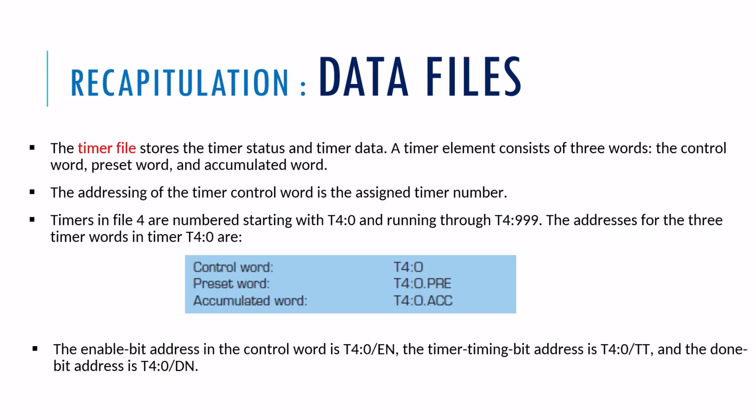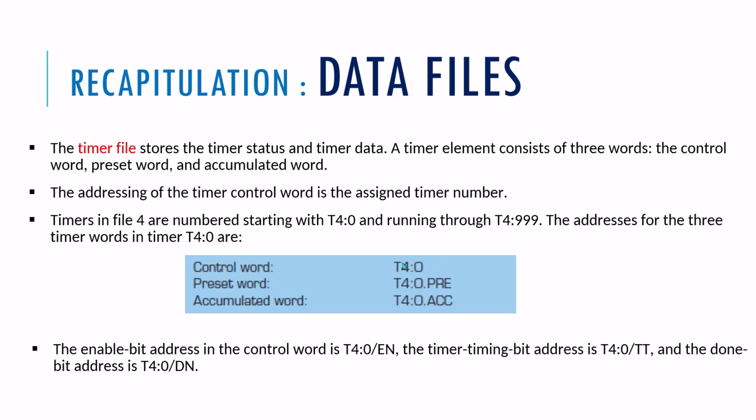Next comes definitely the timer. The timer stores timer status and timer data. You need to remember that a timer element actually consists of three words. Number one is the control word, then there is the preset word, and third is the accumulated word. The control word shows you the particular designation of the timer. Here it is timer T4:0. If the control word is 4:1, that will denote a different timer.